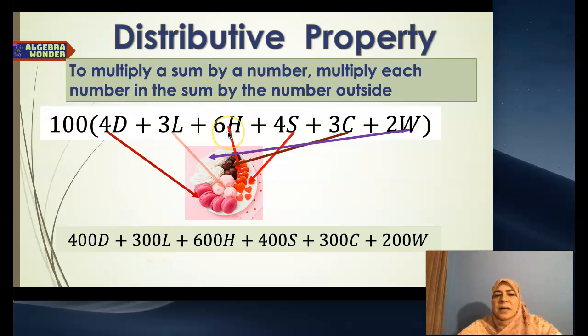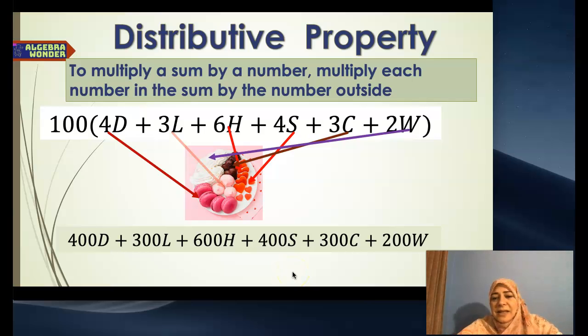100 times 6 big heart cookies, you get 600 of those. And then 100 times 4 small heart cookies, you get 400 small. I need 400 small heart cookies. And then 100 times 3 chocolate, you give me 300 chocolate. And 100 times 2 whipped cream, I get 200 whipped creams. So as you can see here, we actually use this a lot in our life. And this is pretty much the distributive property.